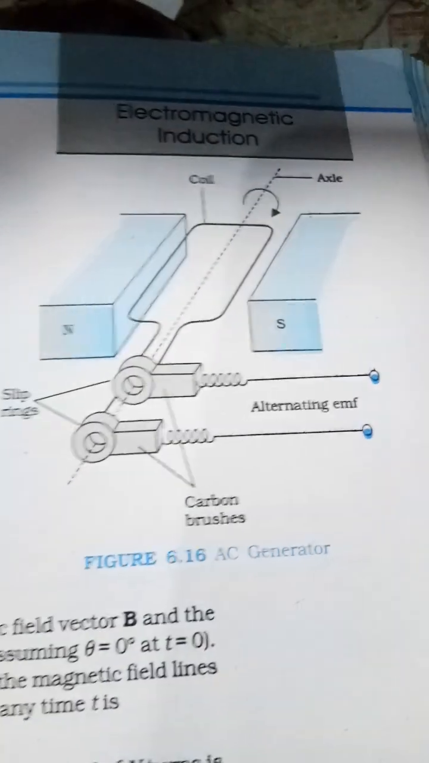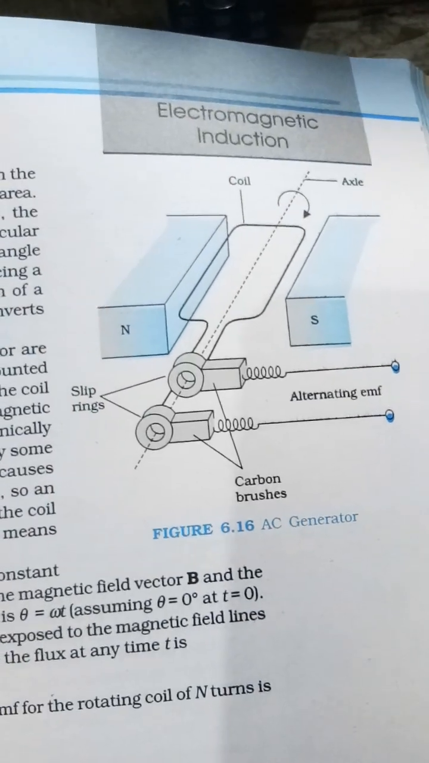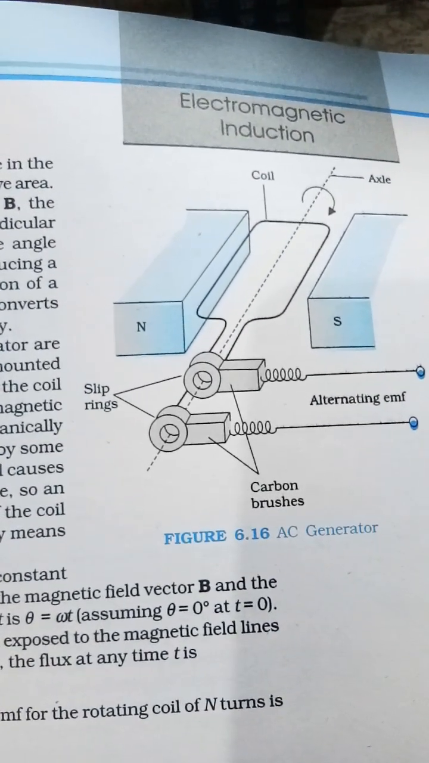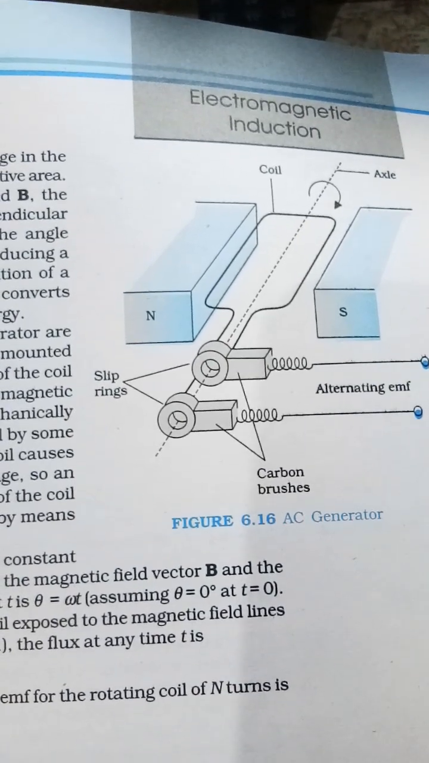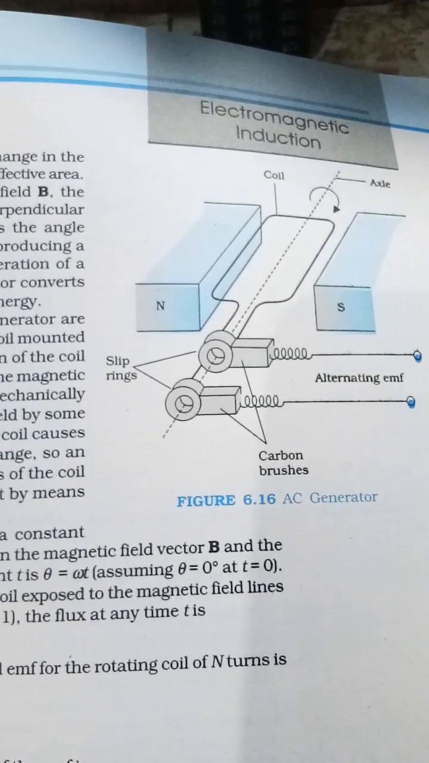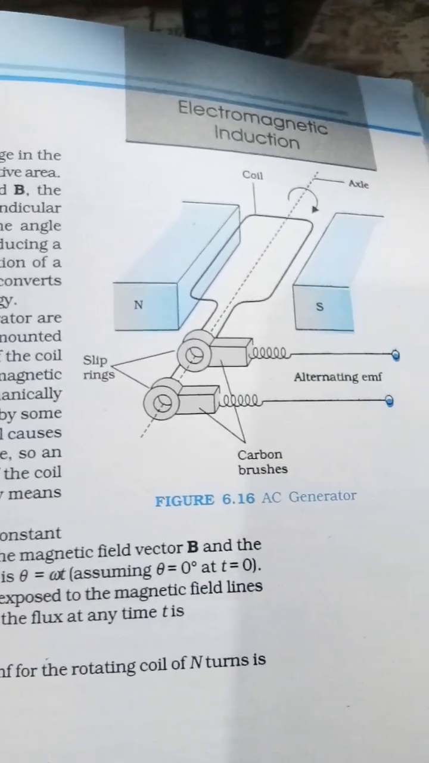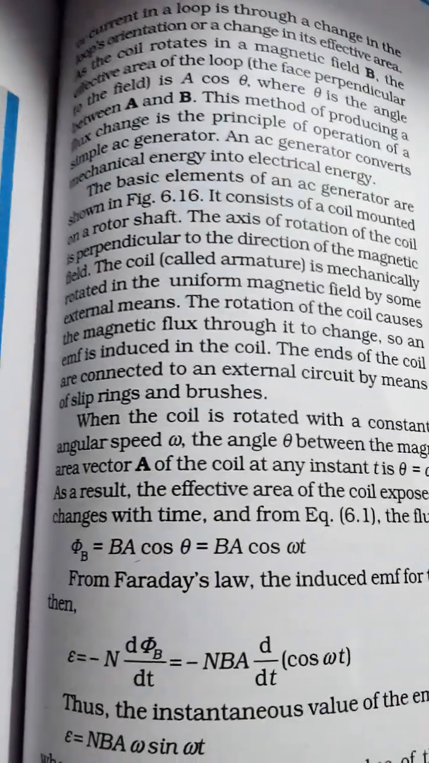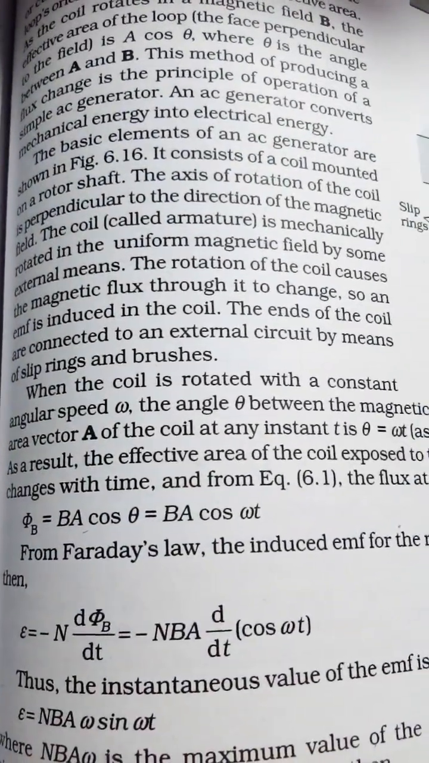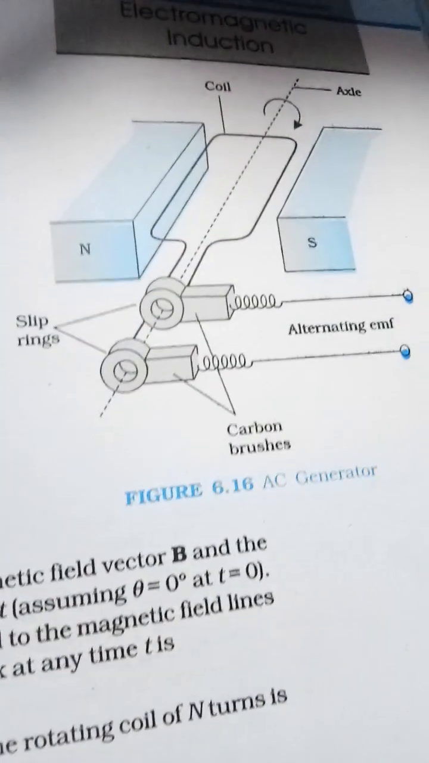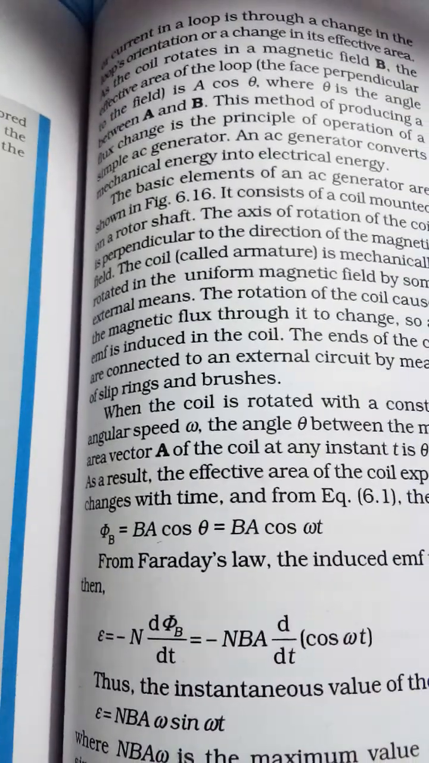If you are a +2 level student, when you go to the physics book and opt for electromagnetic induction, this chapter will definitely come, and it is required for your understanding for the examinations. Picture is given here. Figure 6.16 consists of a coil mounted on a rotor shaft. Rotor shaft axle you will see here along with carbon brushes.